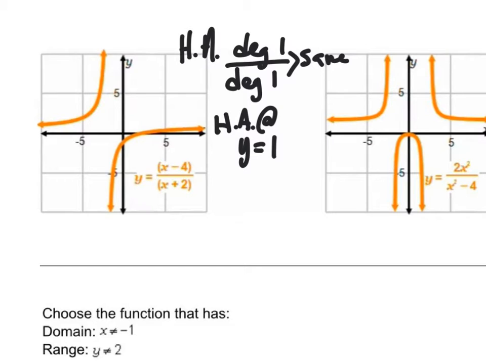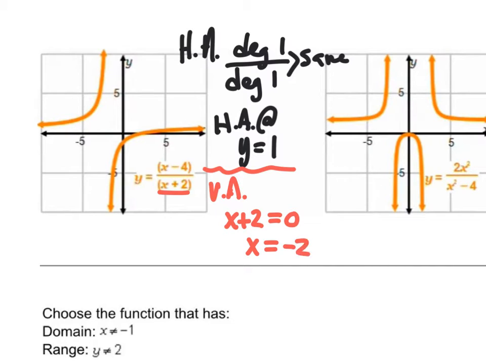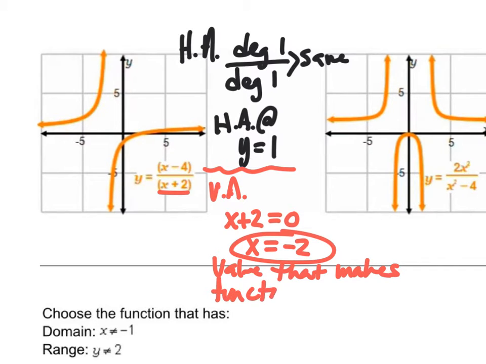Now let's talk about a vertical asymptote. A vertical asymptote is when your denominator is 0. So I take my denominator, which is x plus 2, set that equal to 0, and I get that x is equal to negative 2. This is the value that makes my function undefined. Because that makes it undefined, it's not going to be part of my domain. So I find these asymptotes so that I can tell what my domain and range are.